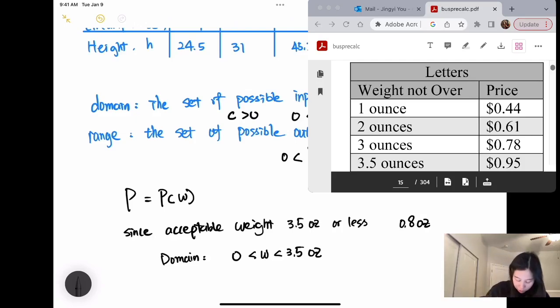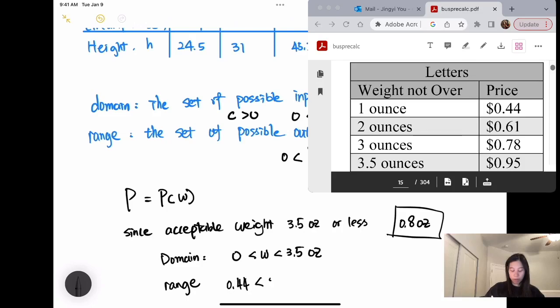Okay, what about the range? The range means the price. So what would be the cheapest price? Again, let's use this example. If the letter weighed 0.8 ounces, how much do you think they will charge you? Well, they will charge you at least 14 cents for the price. So what's the highest limitation that they can charge you?